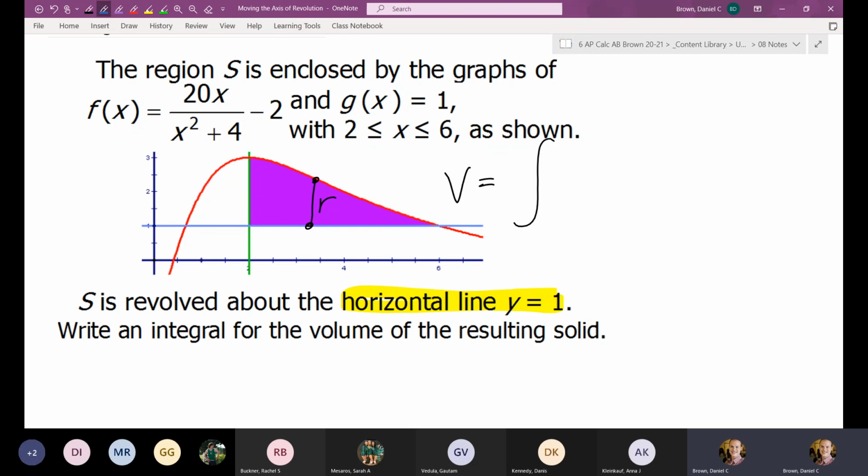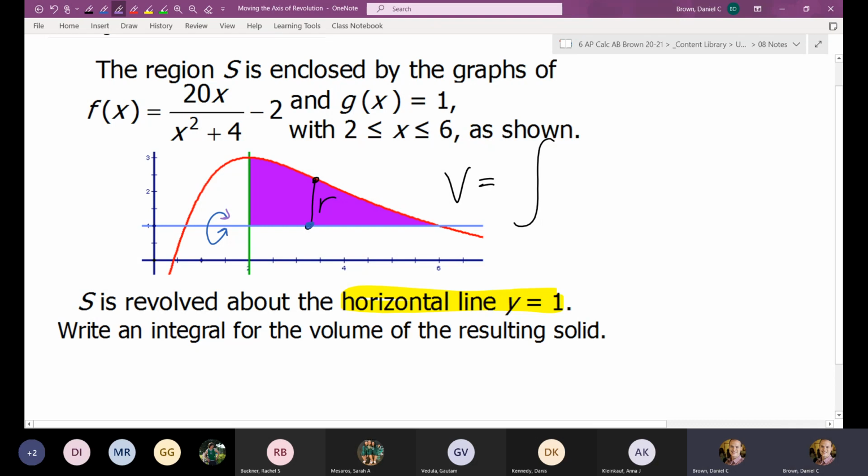Is this one going to be a dx problem or a dy problem? Dx. And again, when I draw the radius, I start at what you're rotating it around. So it's going around that horizontal line, y is equal to 1, and then to the edge of the region. So it is being spun around that way. Actually, it doesn't matter which way you spin it around, you're still making that same volume.